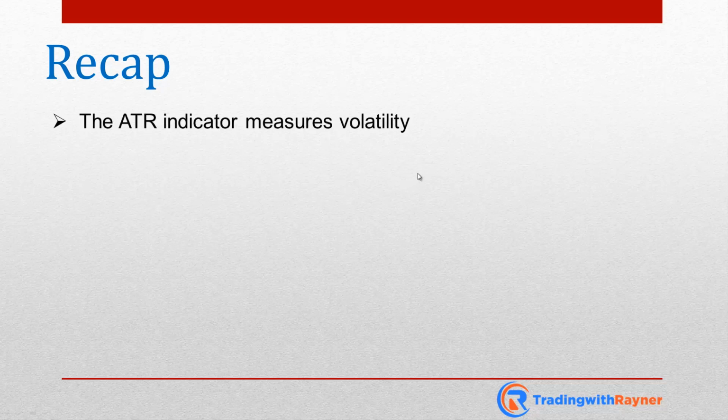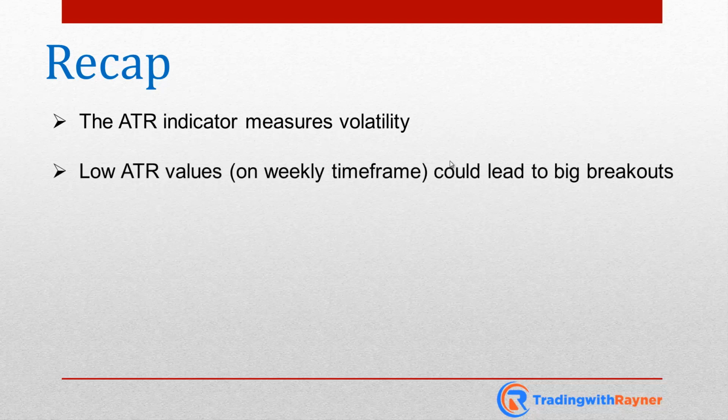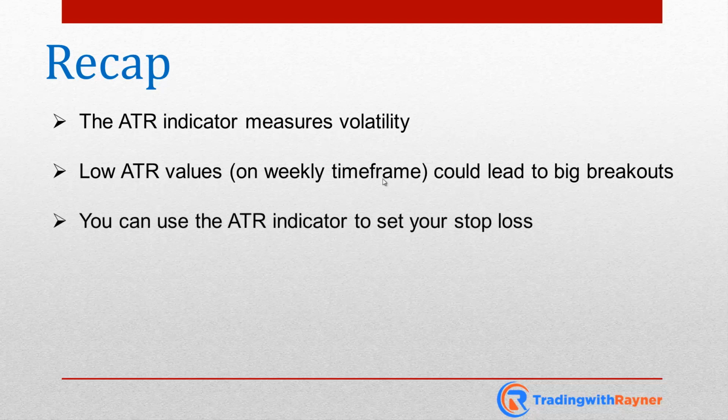First and foremost, the ATR indicator measures volatility, it does not measure the trend. Low ATR values on a weekly time frame could potentially alert you to breakouts about to occur, so pay attention to multi-year low volatility. Also, you can use the ATR indicator to set your stop loss. I mentioned that you can set it some buffer below the lows as your stop loss. I typically use 1 ATR.